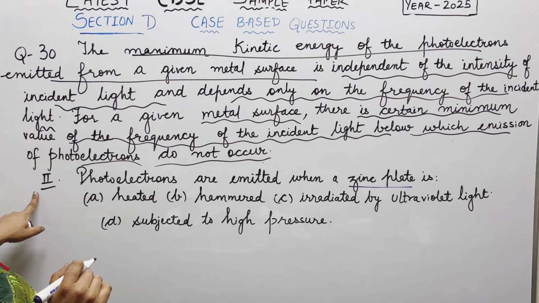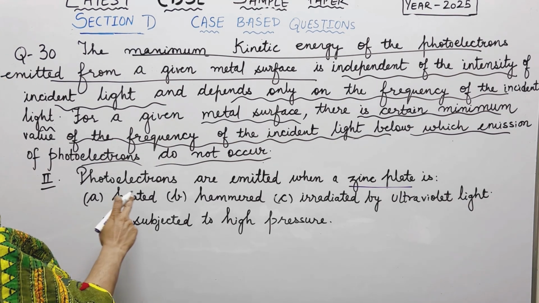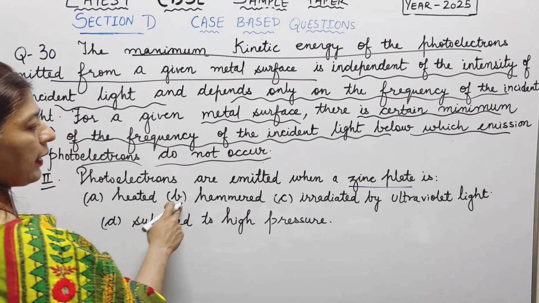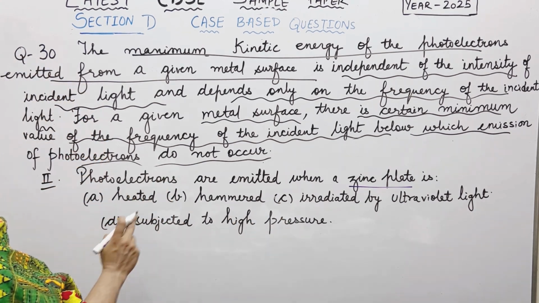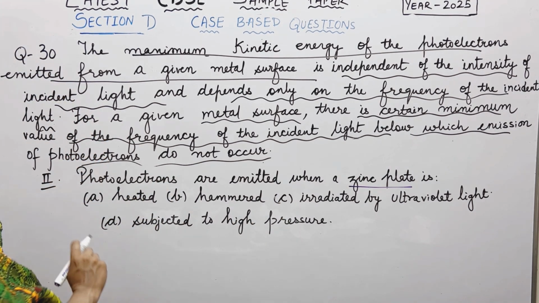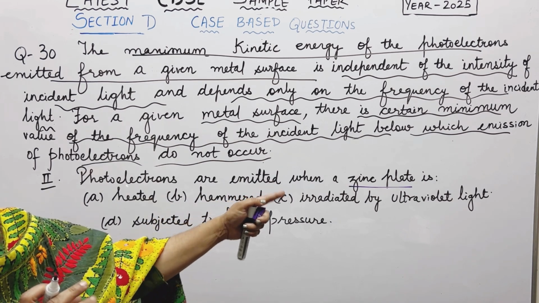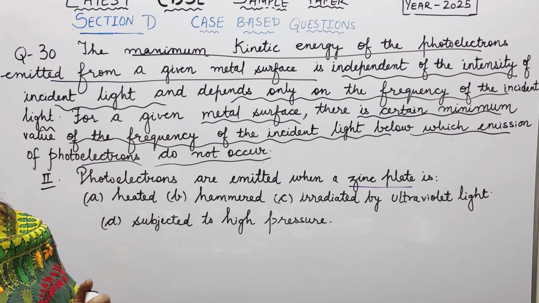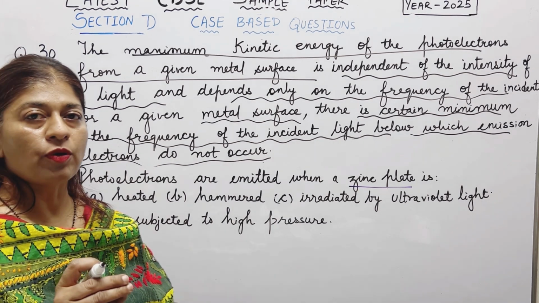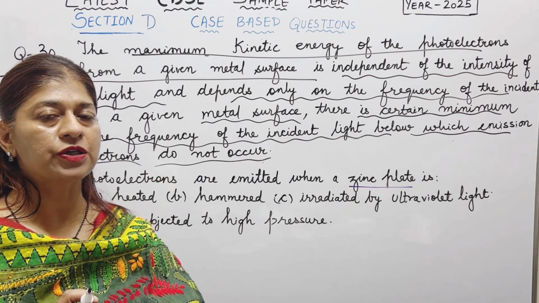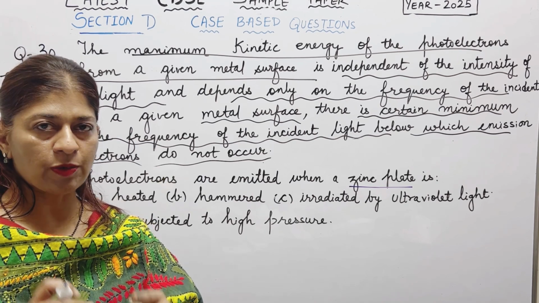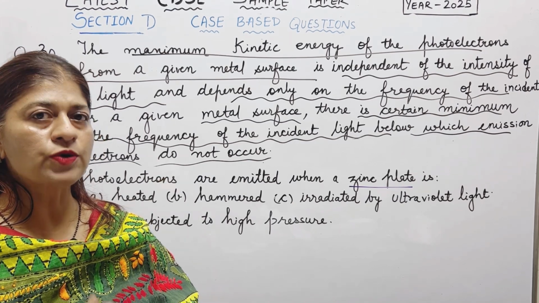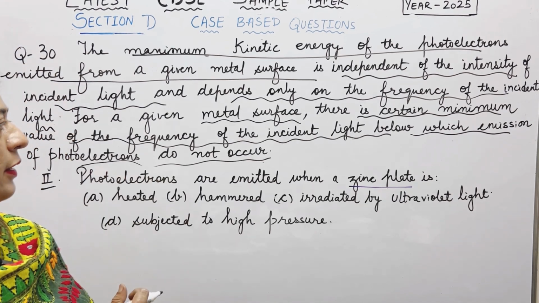In the second part of the 30th question, it has been asked, photoelectrons are emitted when a zinc plate is A, heated; B, hammered; C, irradiated by ultraviolet light; or D, subjected to high pressure. Here zinc plate is a metal plate from which photoelectrons are to be emitted. Whenever we are talking about the emission of photoelectrons, we need radiations of suitable frequency. Suitable frequency means the minimum threshold frequency that is required. When that goes above the threshold frequency, the photoelectrons start emitting out.